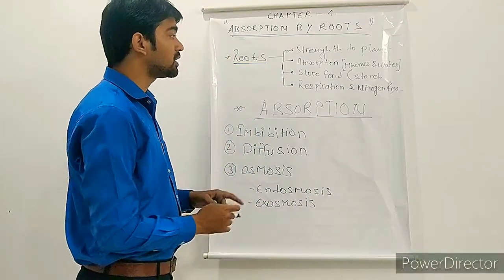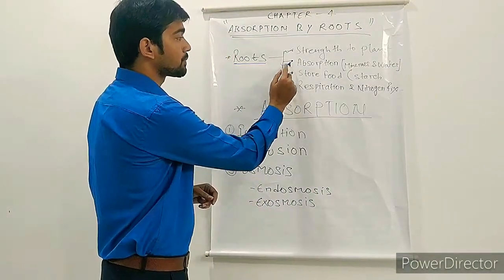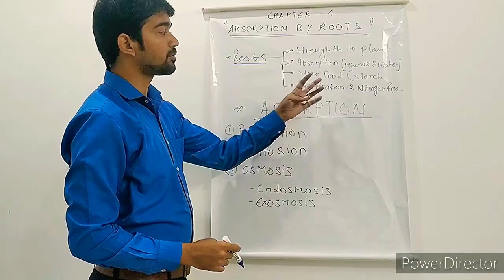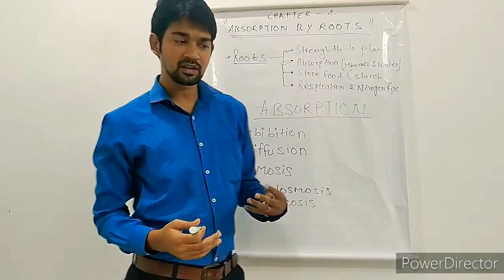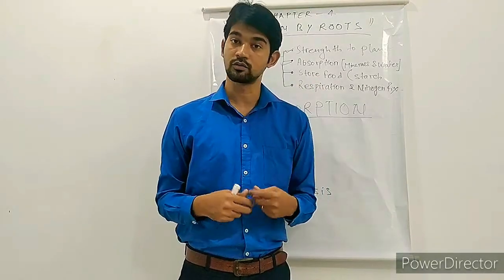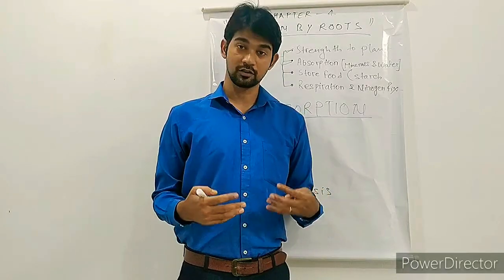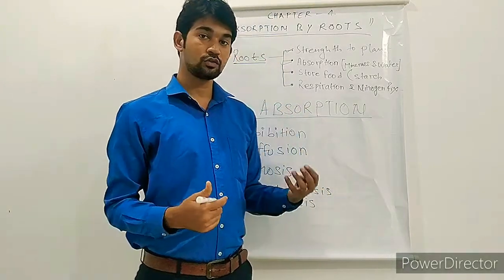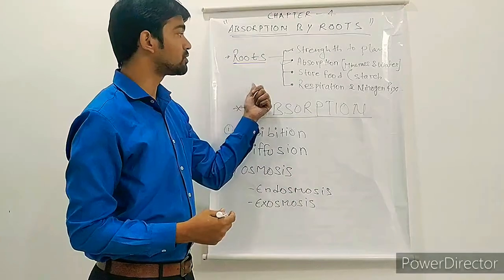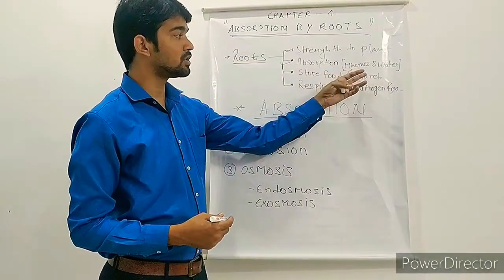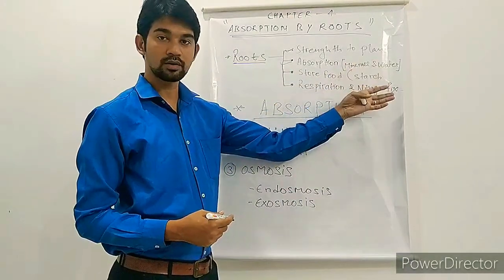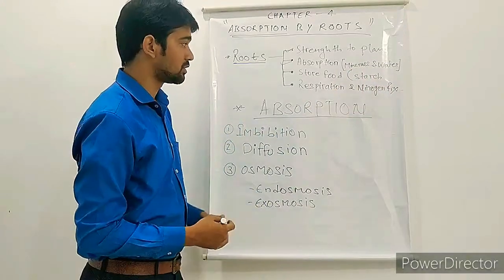The second point is absorption, that is of mineral and water. There are so many things that even we require to grow, the plant does too, and in order to do that the roots absorb minerals, salts and water and other nutrients.